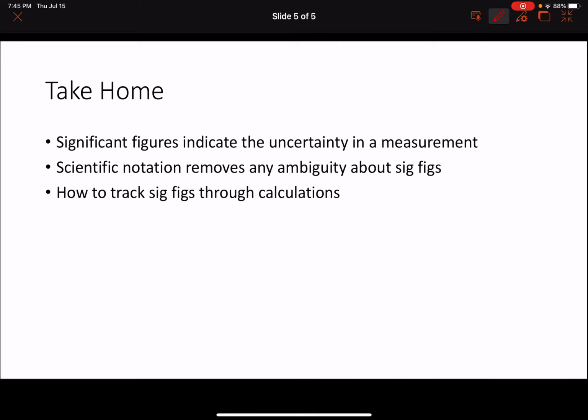So in this video, we've talked about significant figures. They mean something with respect to the uncertainty in measurement. If you really want to remove any kind of doubt about the number of significant figures in a measurement, use scientific notation. And we've looked at how to track significant figures through a calculation.